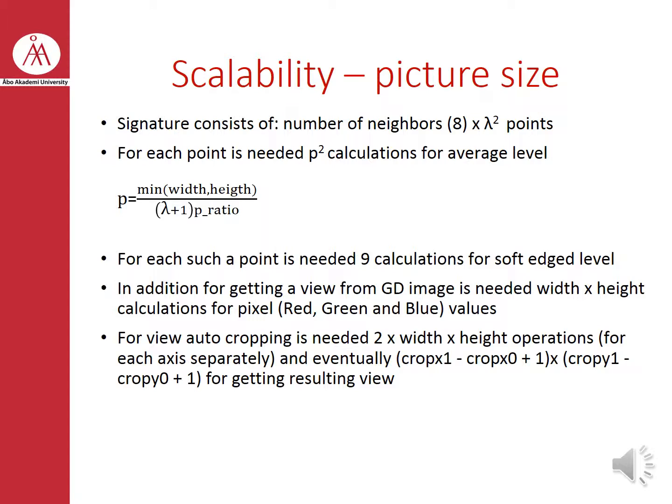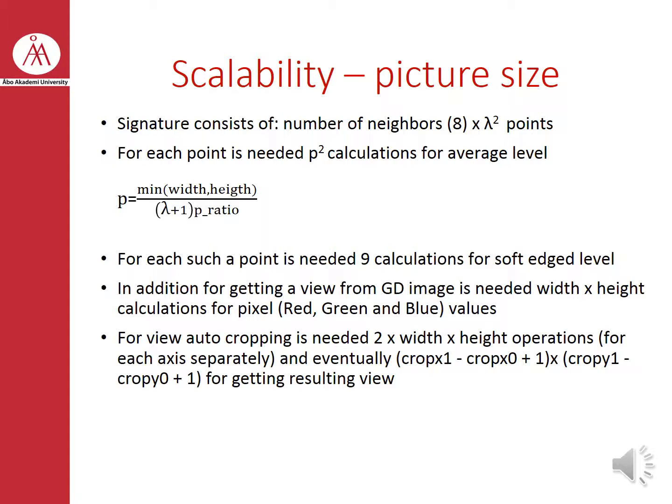For understanding scalability on picture size level, it is crucial to understand that the signature consists of the number of neighbors, that is 8 times the square of lambda points, where lambda is the number of points in each axis. For each such point, square of p calculations are needed for the average level, where p is the minimum between width and height, divided by lambda plus 1, and with the p ratio.